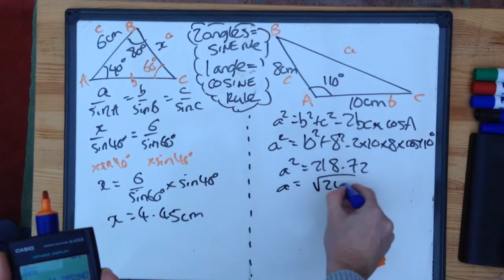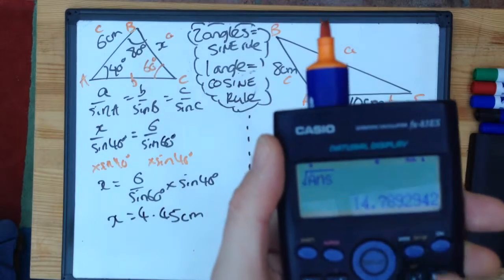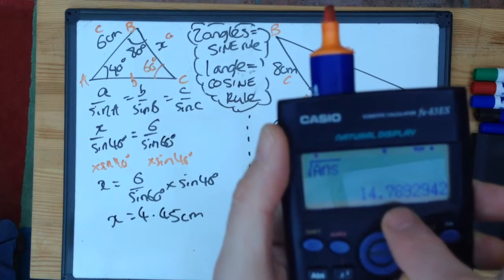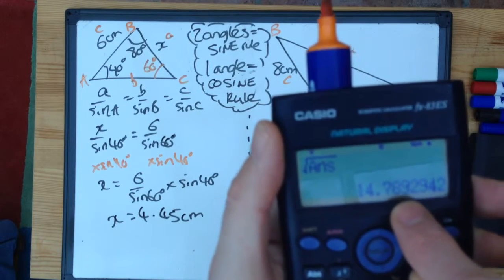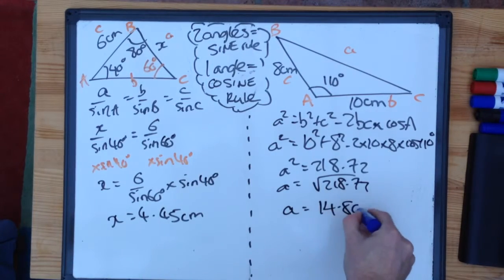So square root 218.72. So a is equal to, now again, looking at the calculator, 3 sig fig, the 4 of 14.78 is the third significant figure, no wait, the 7 is the third significant figure. The 8 after it rounds it up. So we get a is 14.8 centimetres.